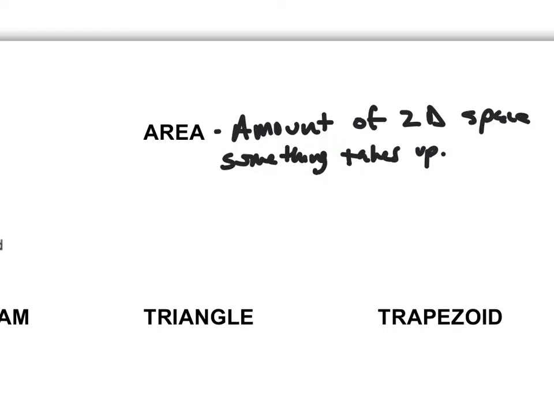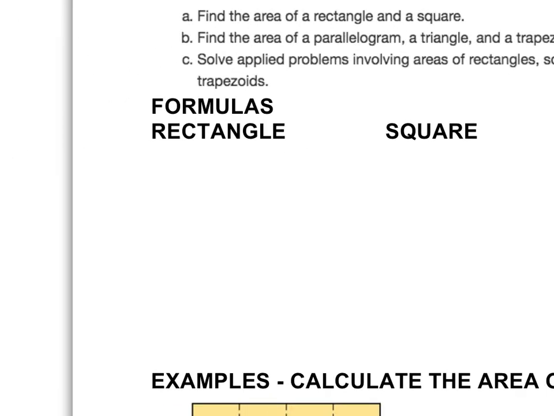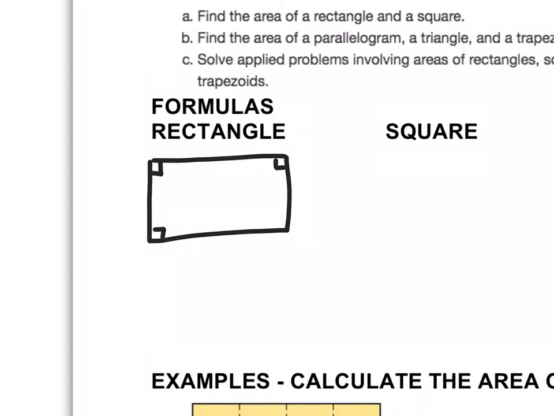So the one thing I want to talk about here with area is, let's go through some of the formulas for a rectangle and a square. A rectangle, let's draw a little picture of a rectangle here. A rectangle has 4 right angles and 2 pairs of congruent sides, and we'll call this the length and the width. The area formula for a rectangle is that we take the length and multiply it by the width.